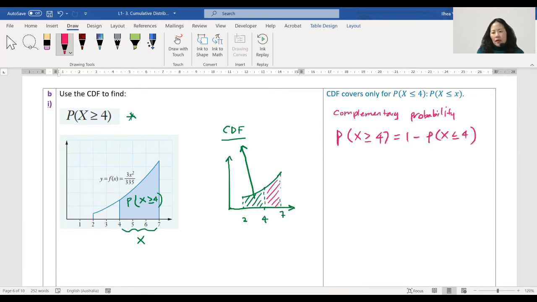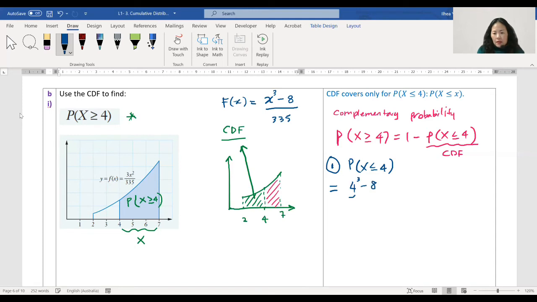So we know how to get this one with CDF, right? And then just take away from 1 because we know the whole area under the curve is 1. I'm going to have to find this first. F of x is just the general formula, x cubed, so x to the power of 3. I'm going to put in 4 cubed minus 8, over 335. Now, when I do that, I will get 56 over 335 here.